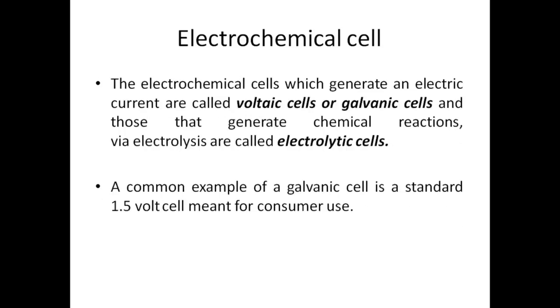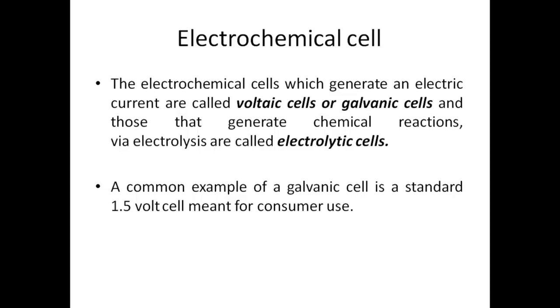Based on these two functions, we can segregate electrochemical cells into two types. One generates electric current, and is called a voltaic cell or galvanic cell, and the other is called an electrolytic cell. The electrochemical cells which generate electric current from chemical reactions are called voltaic or galvanic cells, and those which use electrical energy to generate chemical reactions are called electrolytic cells. So we can bifurcate the electrochemical cell into two categories.